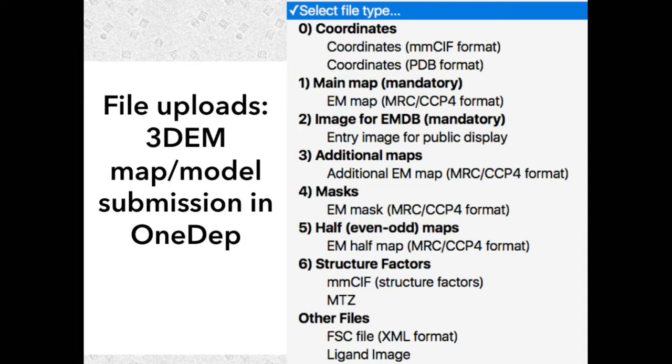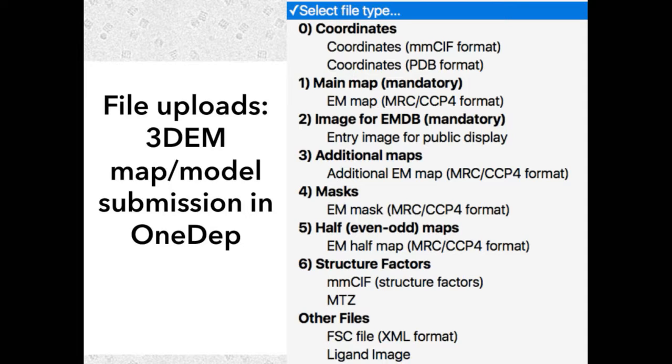You're allowed to upload masks, and then the half maps are actually a separate type of upload, so we know specifically if we're getting your half maps that could be used for FSC calculation.